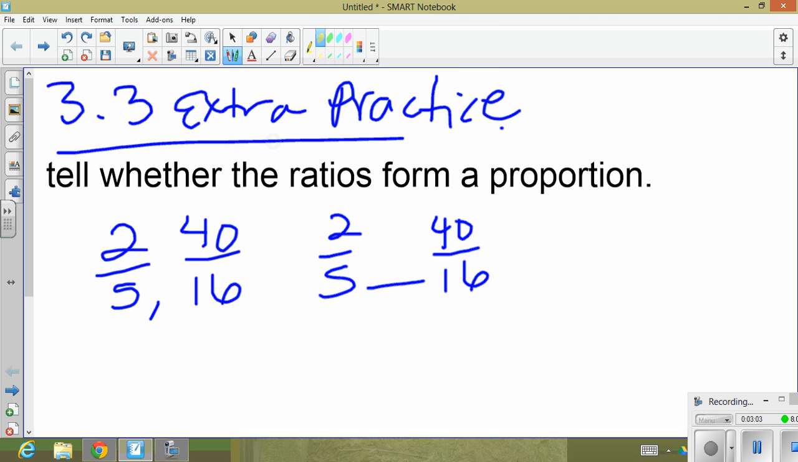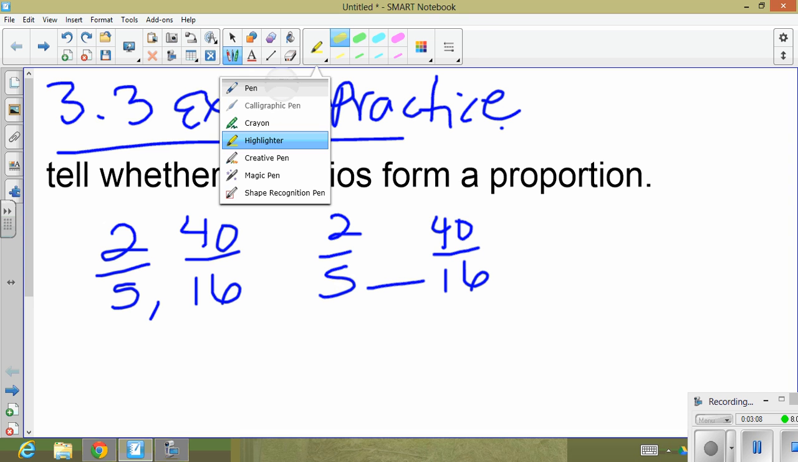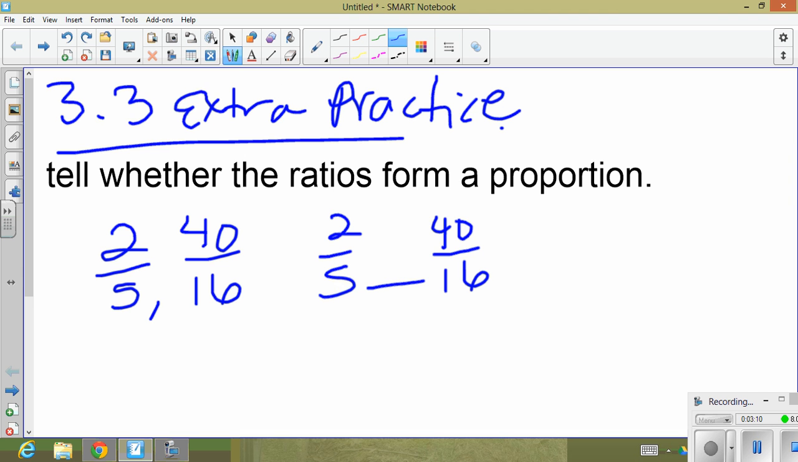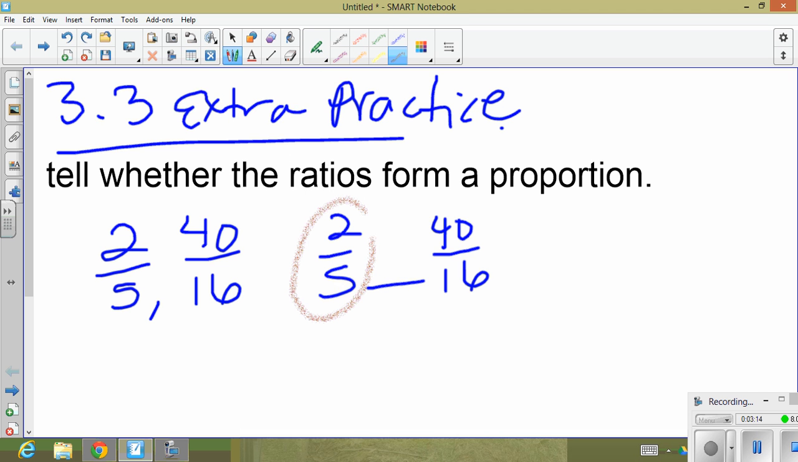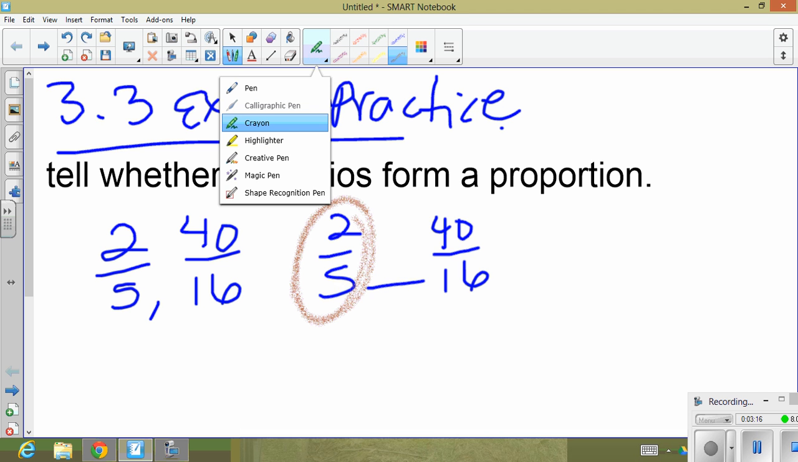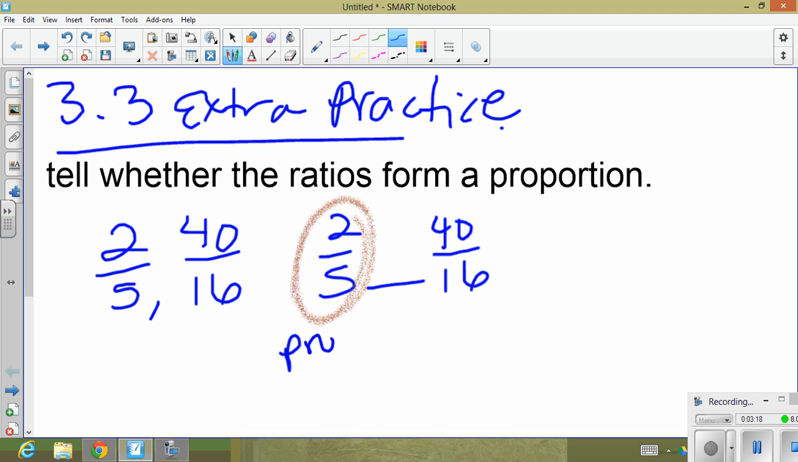I always start with the cross product. If you like reducing, go ahead and reduce. But for this problem, I'm actually going to do absolutely nothing, and I'll show you why. This example here is what we call a proper fraction, and I can't reduce it anymore.